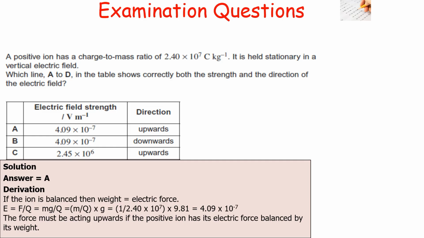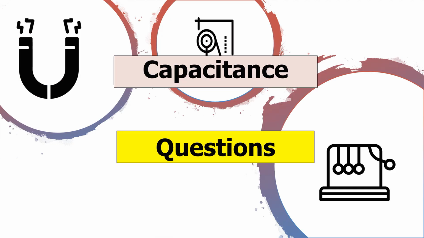Now again, this force must be acting upwards if the positive ion has its electrical force balanced by the weight, because if the two forces are balanced and weight always acts downwards, therefore the electrical field must be acting upwards. Let's have a look at a few questions now on capacitance.